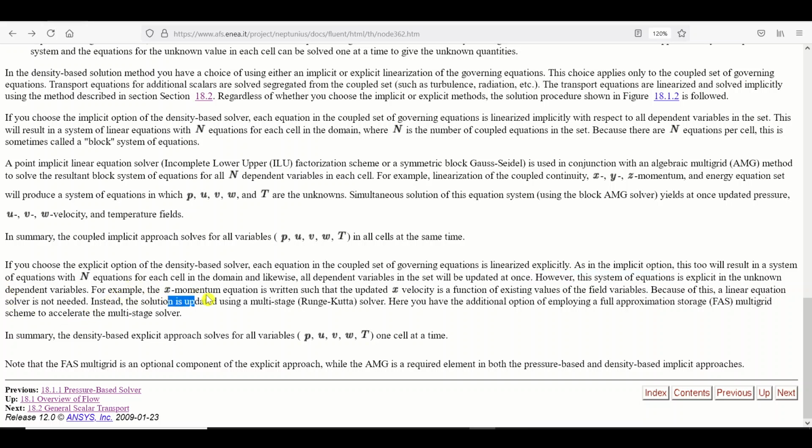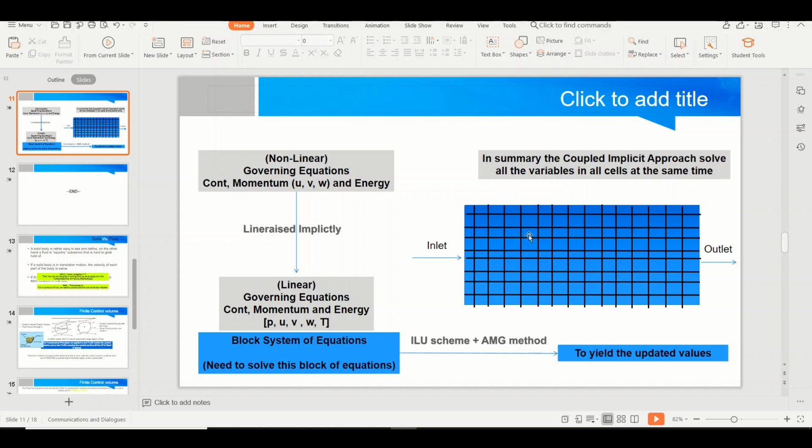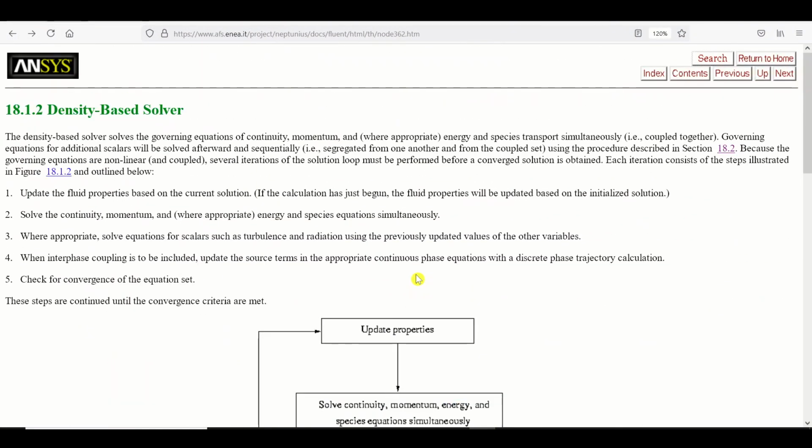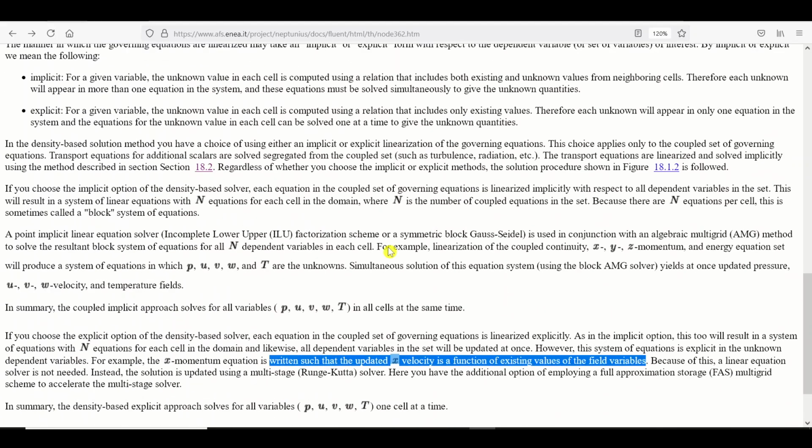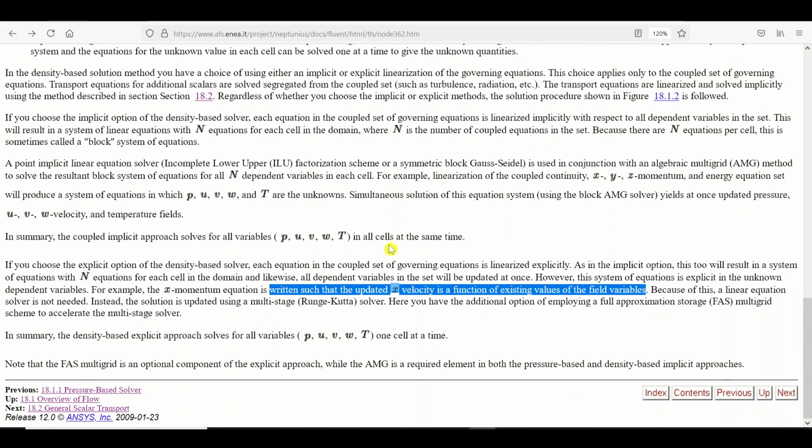For example, the x momentum equation is written such that the updated x velocity is a function of existing values only, right? So what's happening is, I mentioned in the implicit way, we are considering the neighboring values and we are trying to find out the existing cell value. But in this case, we are not doing that. It is independent of the neighboring values. It is just considering itself. From the updated values which we have considered in the beginning, it is solving considering those values, and it is just solving the respected cell for the governing equations and getting a respected updated field value.